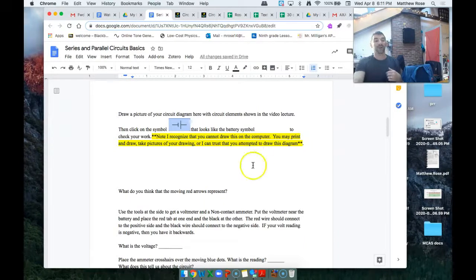So you're either going to write, I drew this on paper, and I'm going to believe you because we're trustworthy people. Or you can take a picture and stick it in there, or you can email me the picture, whatever works for you.